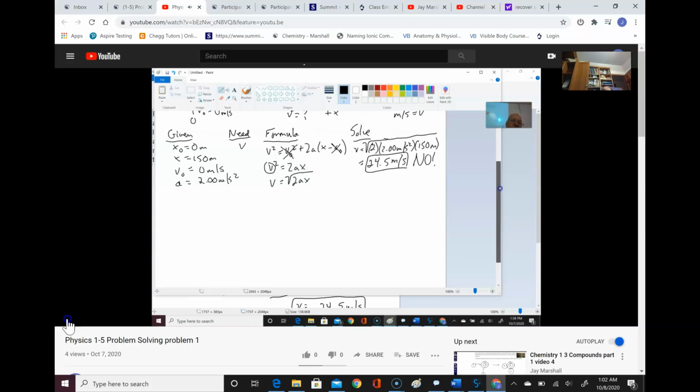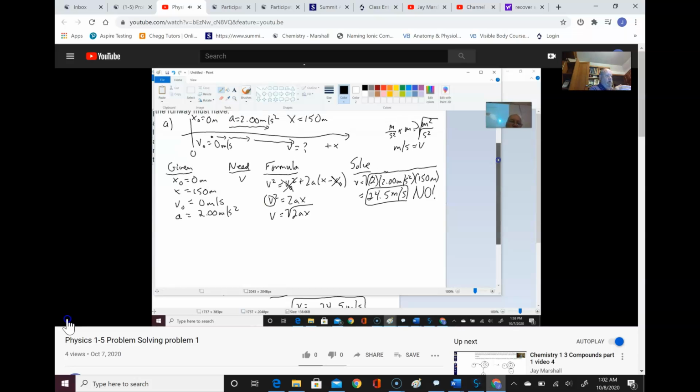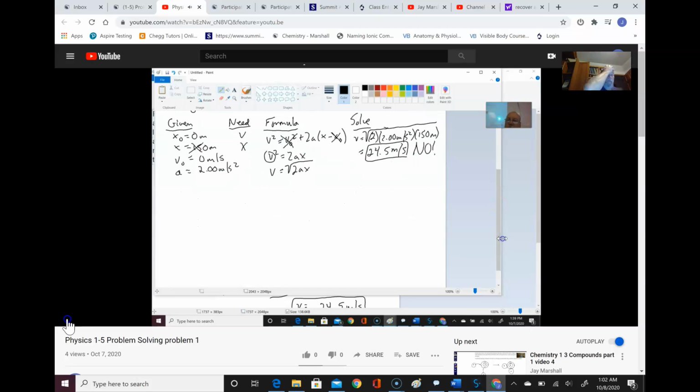Now, I'm not going to make you redraw all of this for the next question, because we can use a lot of this as part of our information. The only thing that I'm going to change is that I know my X is not going to be 150 meters anymore. It's going to be longer than that, right? So I'm going to cross that out. I don't have that value, and that's what I need. I need the actual X value now, so that's what I'm going to try and find.